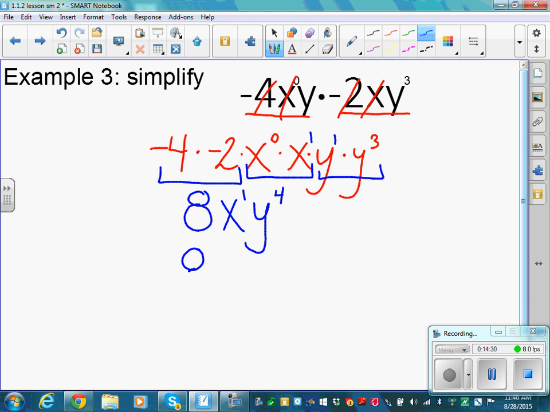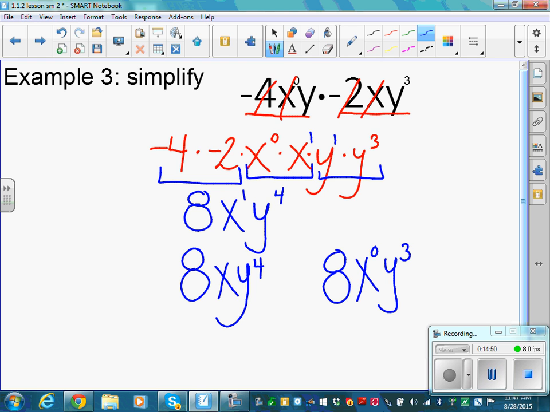Now we know that anything to the first power is just itself, so I'm going to write this correctly. X to the first power is just x, so I'm going to write it like this, and y to the fourth. Now let's say that we would have ended up with something like, let's say our answer would have been this instead. I'm going to change it and just say we simplified this and we got x to the 0 y cubed. All right, let's say that was our final answer, guys.